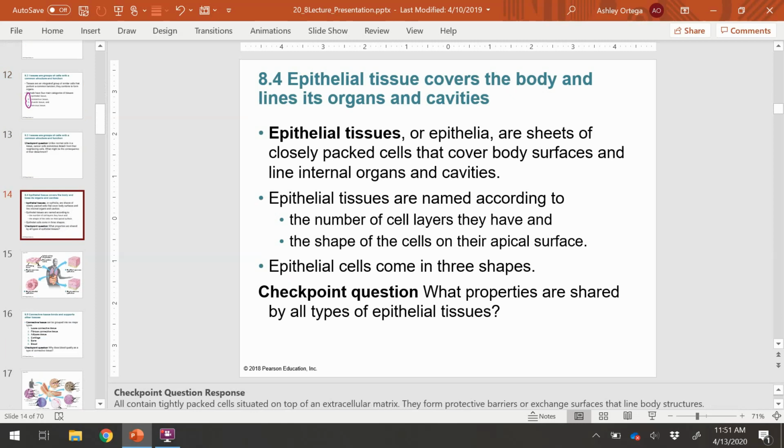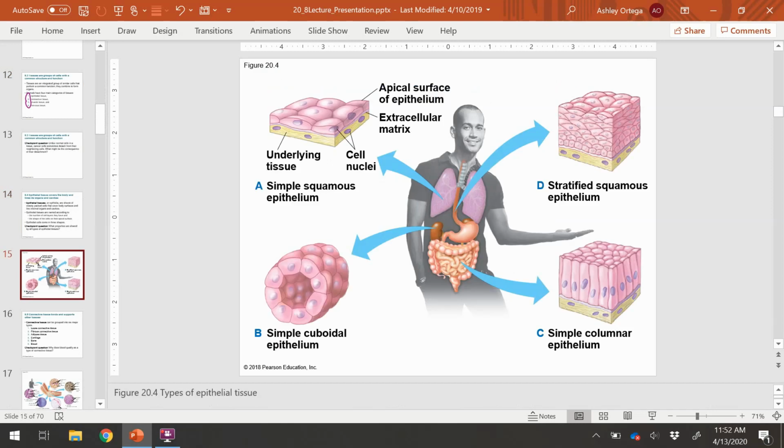Epithelial tissues, or epithelia, are sheets of closely packed cells that cover surfaces or internal organs and cavities. They're found on the skin and hollow organs. They're further classified by their cell shape and the number of layers that they have. We'll see there are 3 cell shapes here.